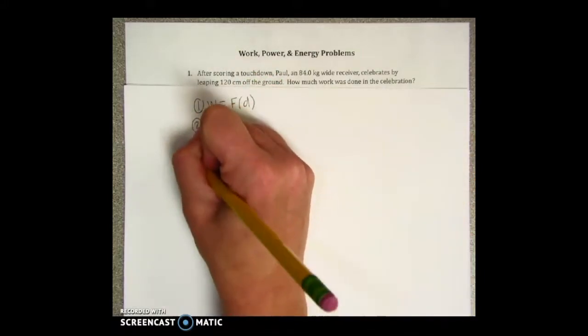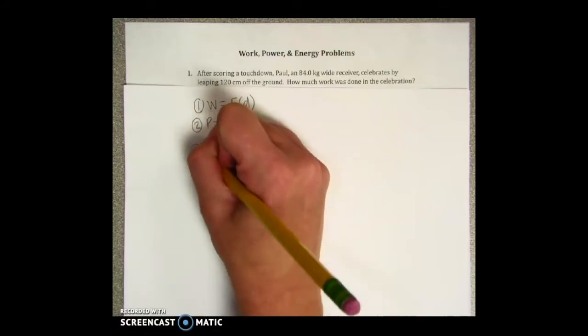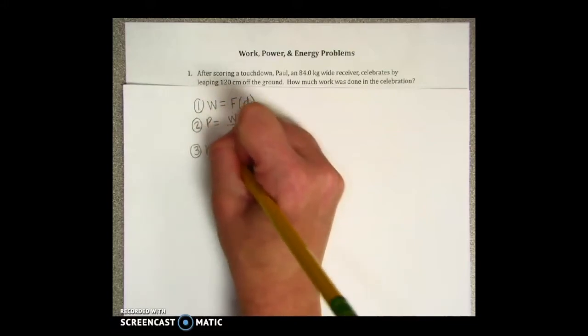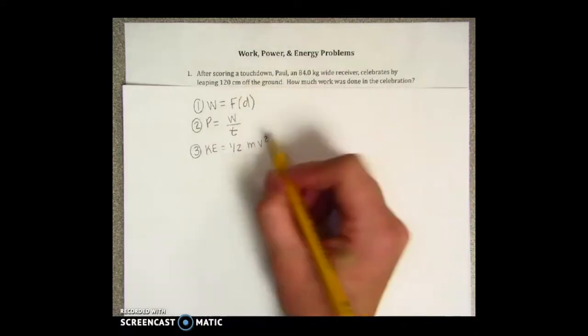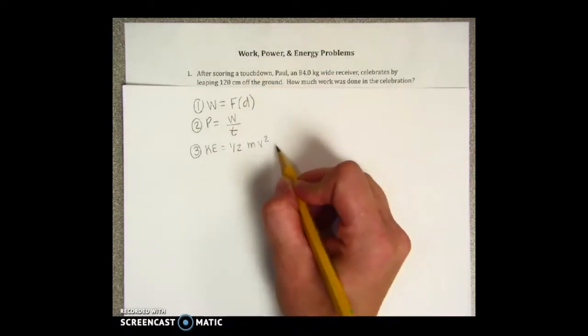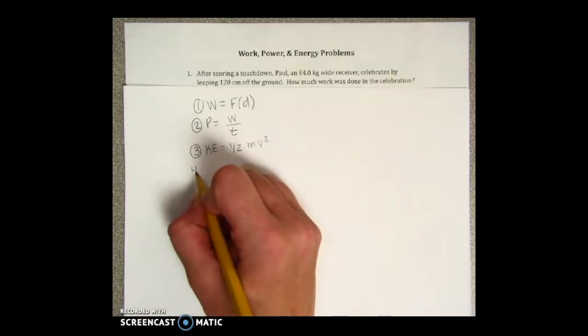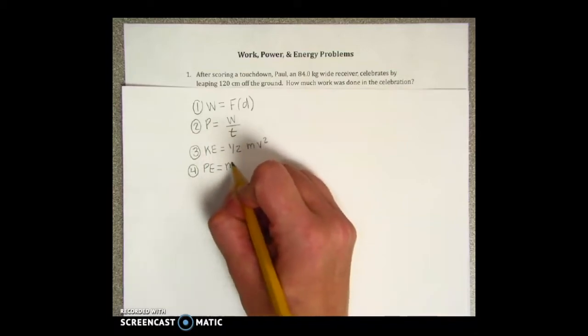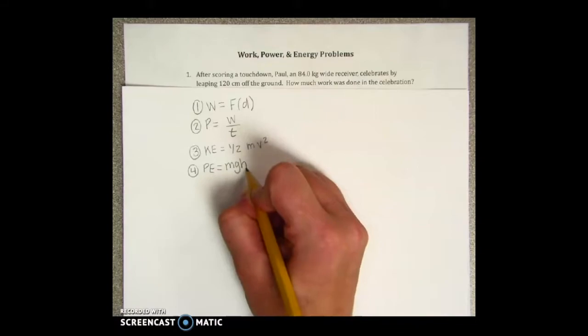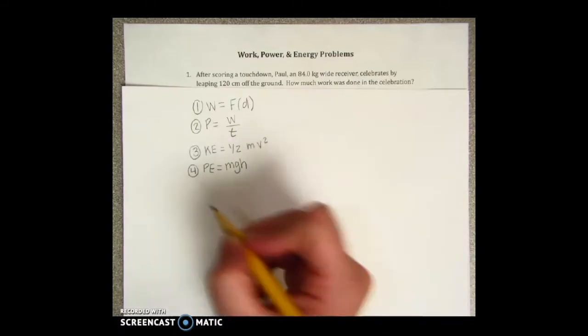Our third one, this is where we get into energy. We can say that our kinetic energy is equal to 1/2 mv squared. It's important to note that only the v is squared in this equation. Our fourth equation is going to be the first type of potential energy. So mass times gravity times height. So that's our gravitational potential energy equation.